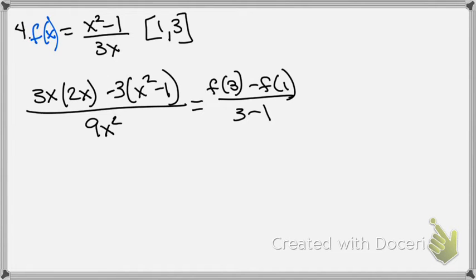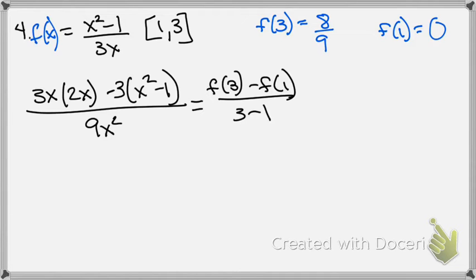Okay, so let's figure out what f of 3 and f of 1 are. F of 3 would be 3 squared is 9 minus 1 is 8 over 3 times 3, which is 9. Okay, f of 1 would be 1 minus 1, that's 0. Done. Okay, simplifying it all and plugging it all in.